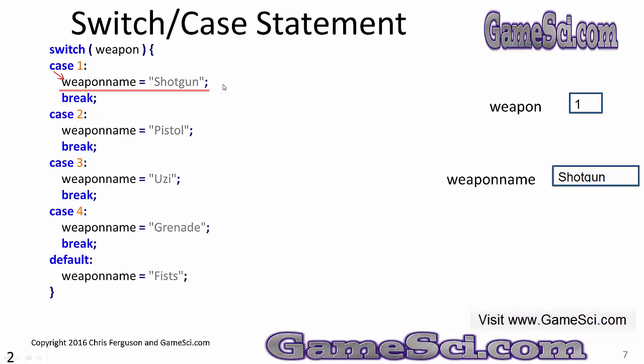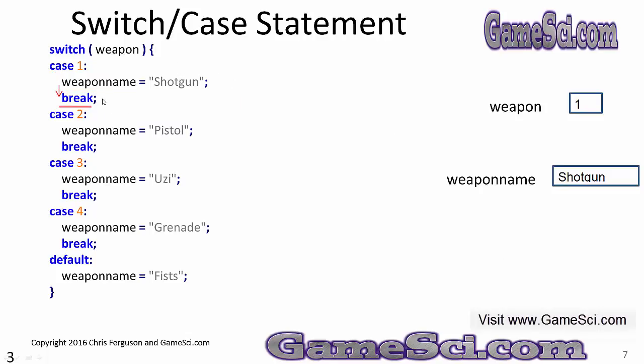I will select one of 1, 2, 3, 4, 5 different paths. Just like the else if, what I'm doing is choosing one of these 5 different sets of code to execute. And since weapon matched case 1, this executes.